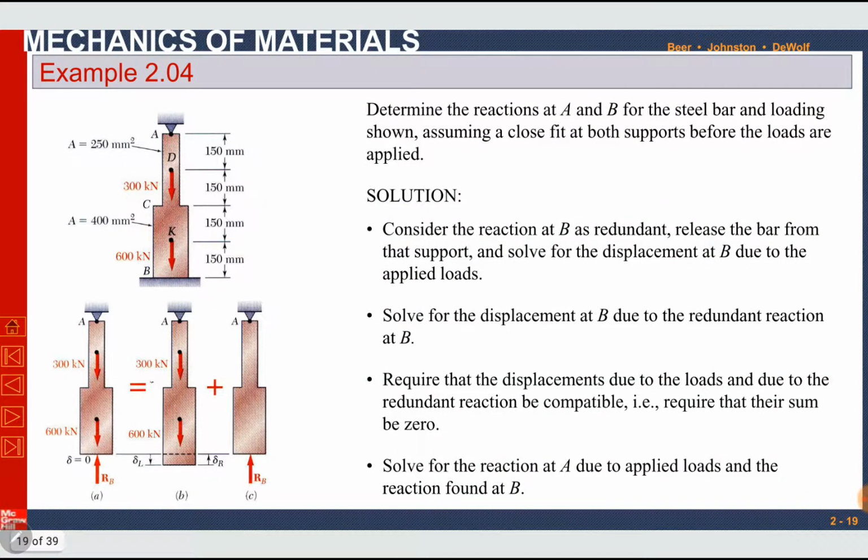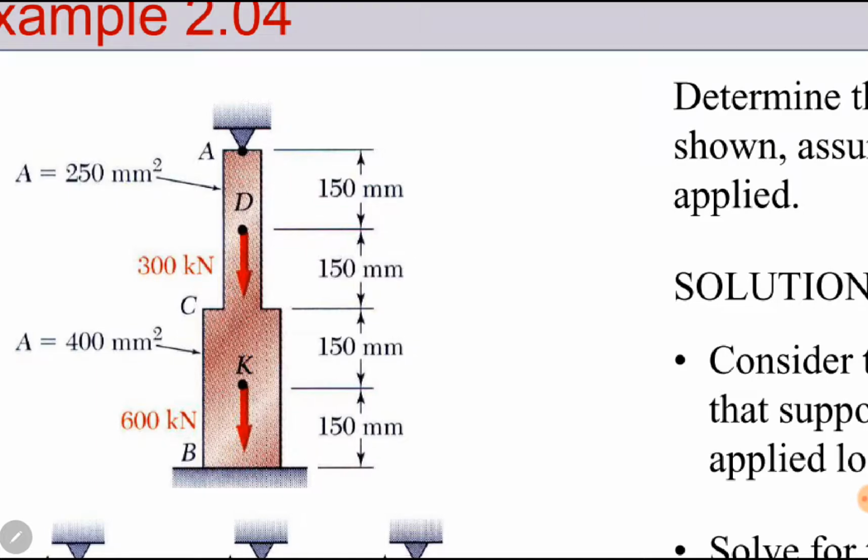Here's example number 2.04. The same figure is given here. Determine the reactions at A and B for the steel rod and loading shown, assuming a close fit at both supports before the loads are applied. We have to find the reaction at point A and point B. Both of these reactions will be vertical.